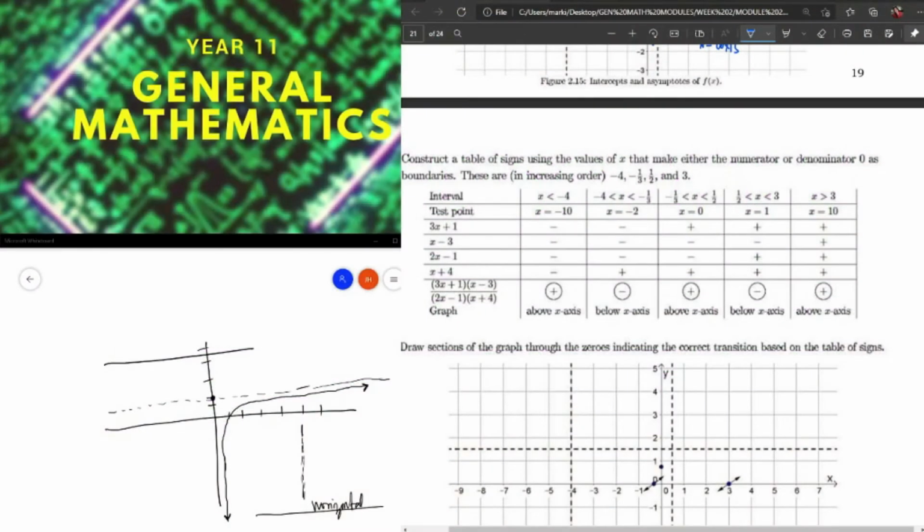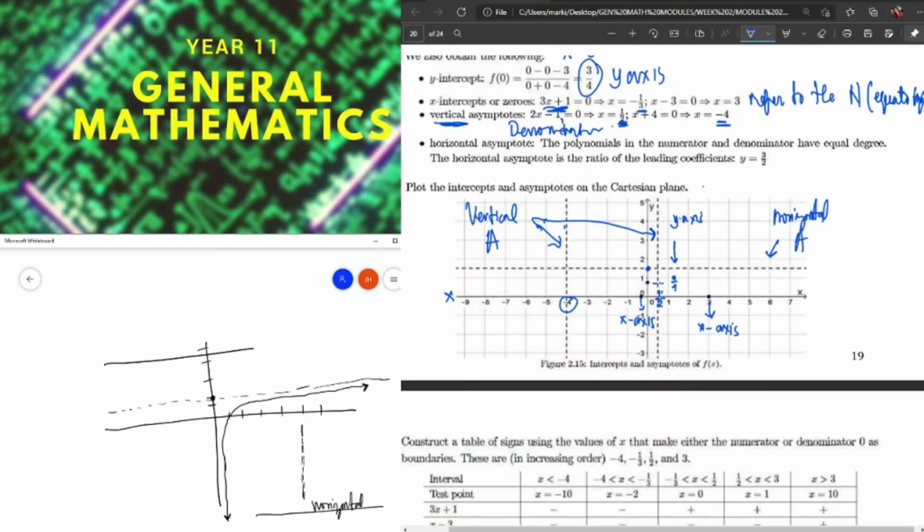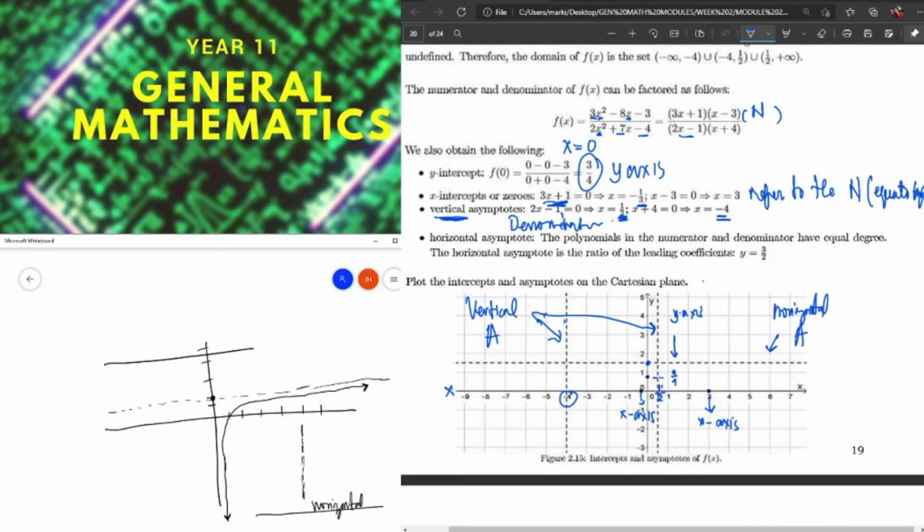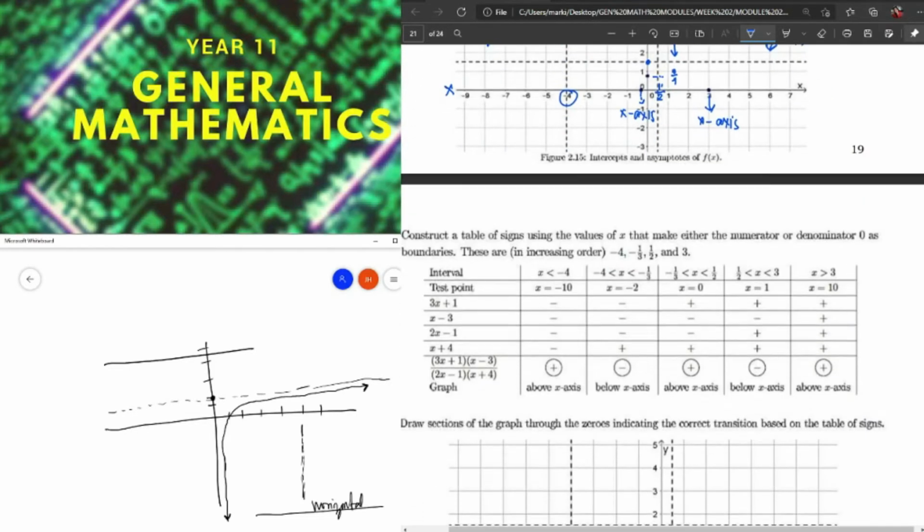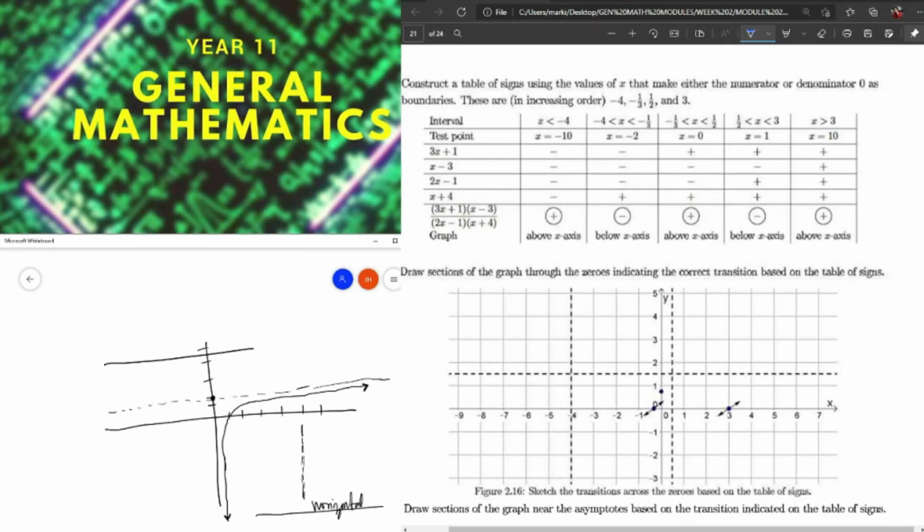Okay, so let's move on now to part 2. After having the sign table, we already have the sign table. After finding the domain, the y-intercept, the x-intercept, and the horizontal asymptote, we are now going to graph with the sign table. So what is the use of the sign table?